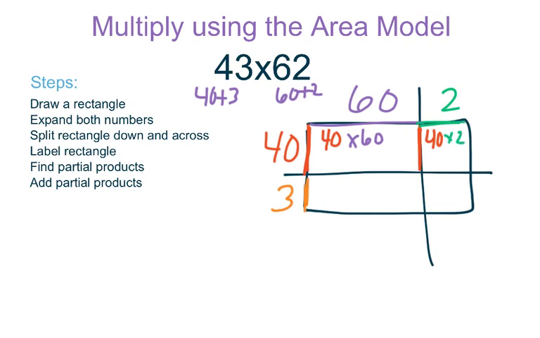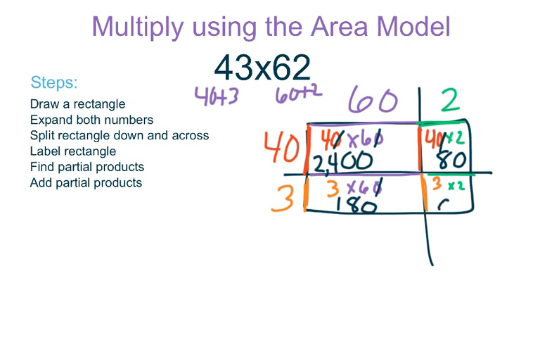Then I go to my next section and I have 3 and 60 across. And then over here I have 3 again and 2 across. And I'm going to multiply each of those pieces to find my partial products. That's my second to last step. Cross my 2 zeros out, place them down below. 4 times 6 is 24, so I have 2,400 there. Cross the 0 out, place it down below. 4 times 2 is 8. Cross that 0 out, place it down below. 3 times 6 is 18, and 3 times 2 is 6.